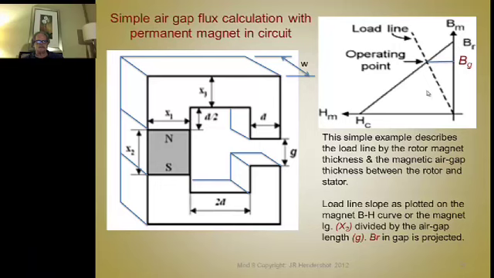But we have to have an air gap. You always have to have an air gap. You either put conductors in the air gap, or you have to have a clearance between the rotor and the stator so it doesn't rub. So there's always an air gap. So how do you determine what the flux is in the gap?